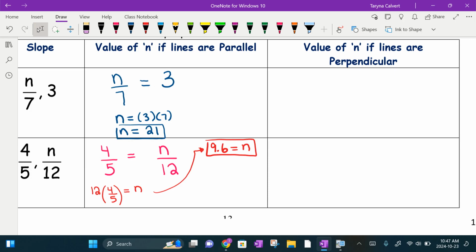First one. Okay, so if we flip the first one, that's now going to be 7 over n. And what do we need to put on it? A negative. Does it matter where I put the negative? No. Guess where I want to put it? On the?